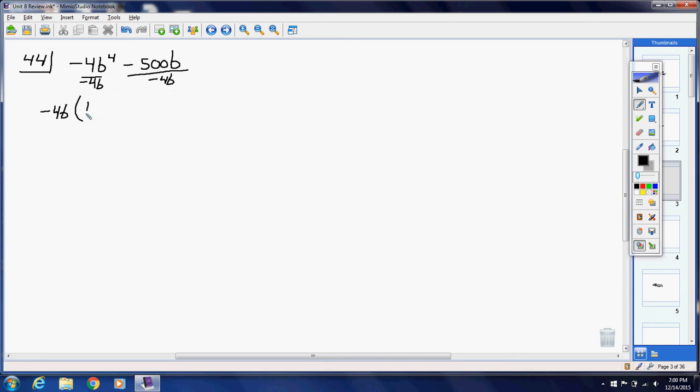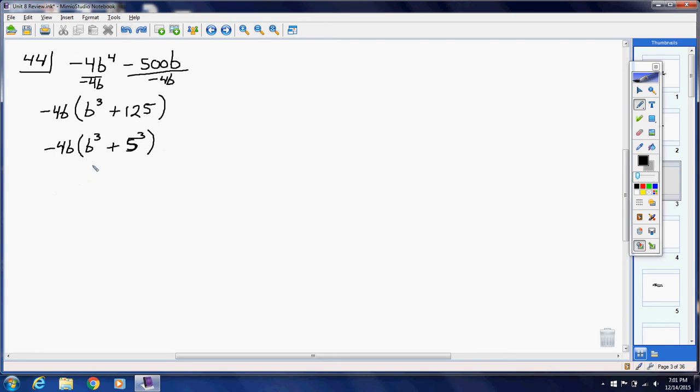We're left with just b cubed. All right, negative over negative, that's going to make a positive. Negative 500b divided by negative 4b. Well, the negative makes a positive. 500 divided by 4 is 125. And then the b over b cancel out to just 1. So that's what we're left with there. So that's negative 4b times b cubed plus, and then we should know that the cube root of 125 is 5. So 5 times 5 times 5 is 125.